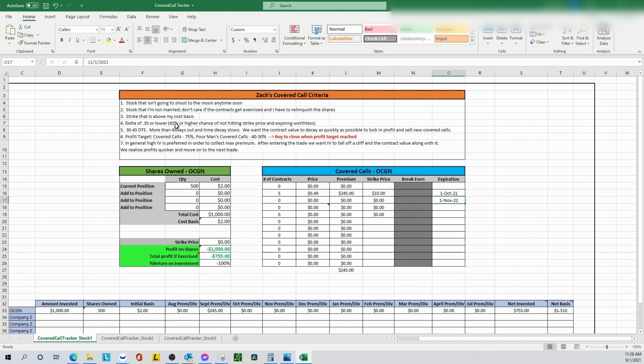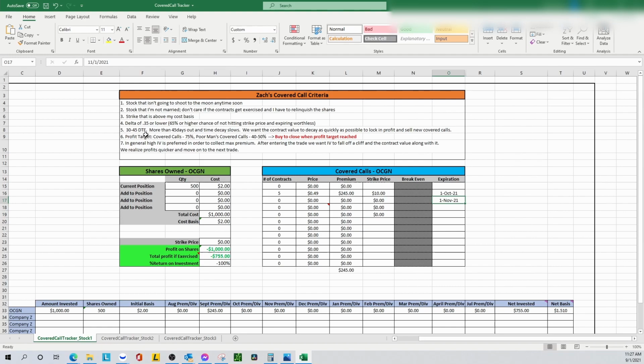The lower the delta, the higher the chance that it will expire worthless, and that's what we want. But the flip side of that is that the lower the delta, the less premium you collect up front. So just be mindful of that. Look at your criteria and see what your profit targets might be on covered call premium, and make the decision on what strike price you want to choose.